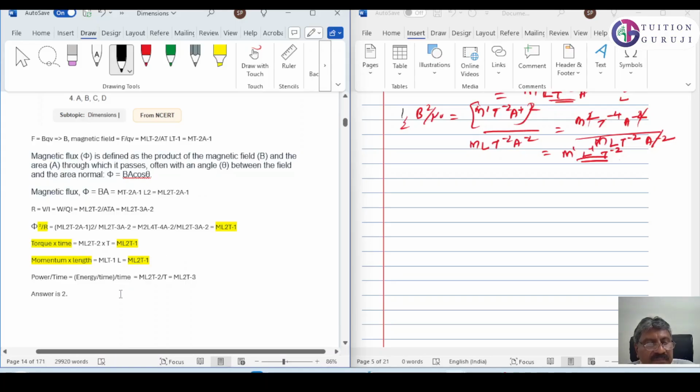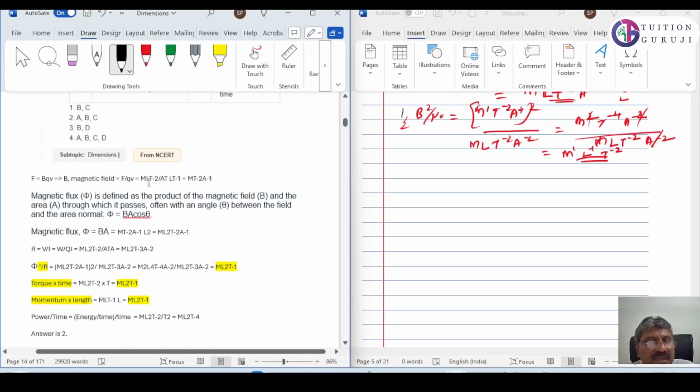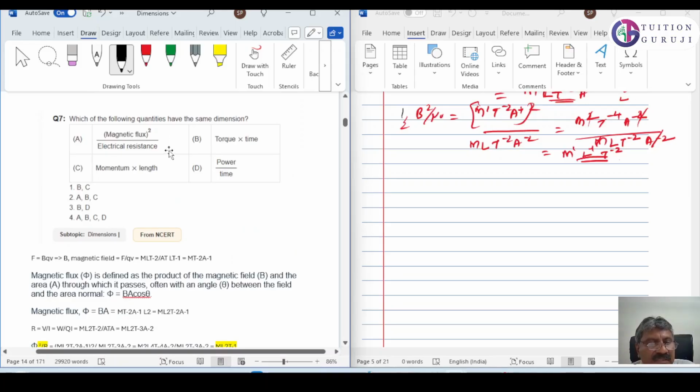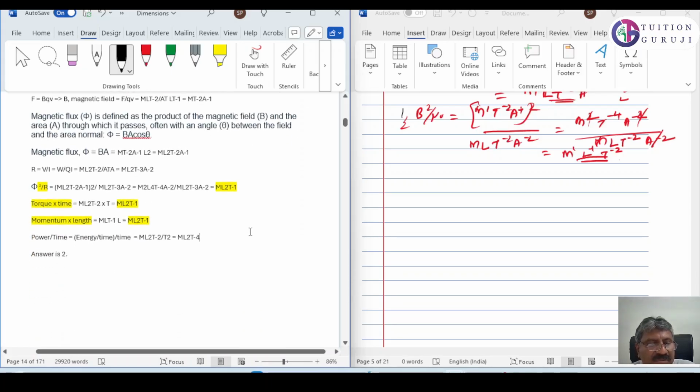Power by time is equal to energy by time square. So energy is M L square T raised to minus 2, by time square. Actually, this is time square, there was a mistake here. So M L square T raised to minus 4. So magnetic flux square by electrical resistance, torque into time, and momentum into length have the same dimensions. A, B, and C will have the same dimensions. Okay, answer is 2.